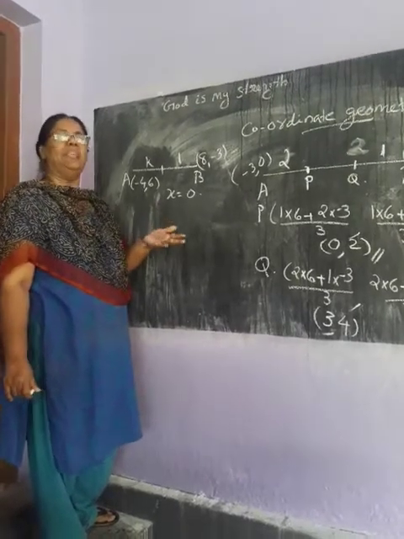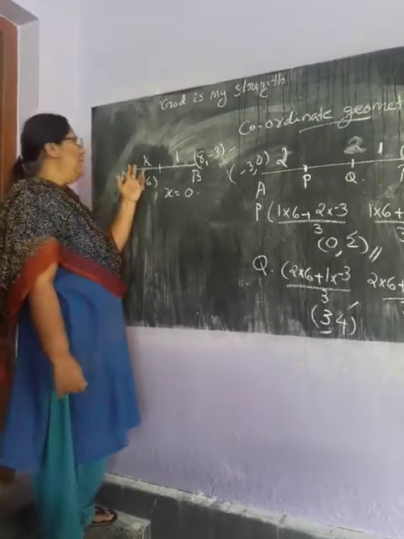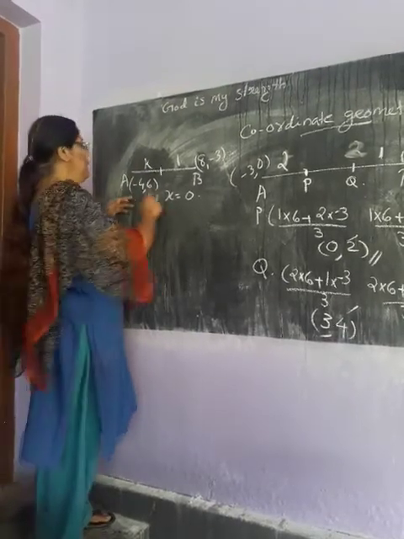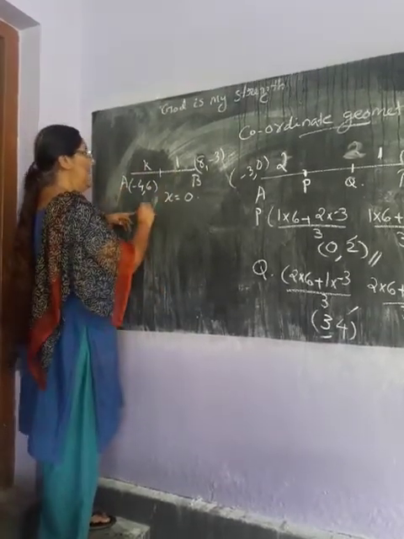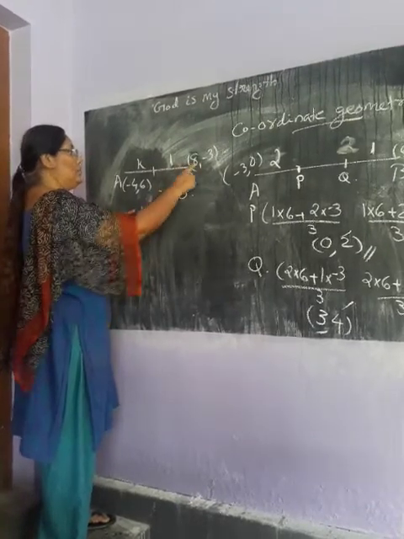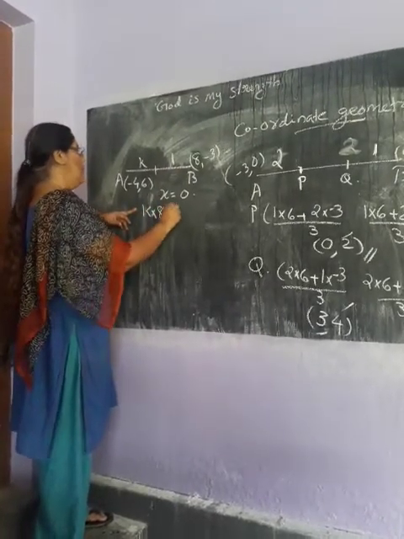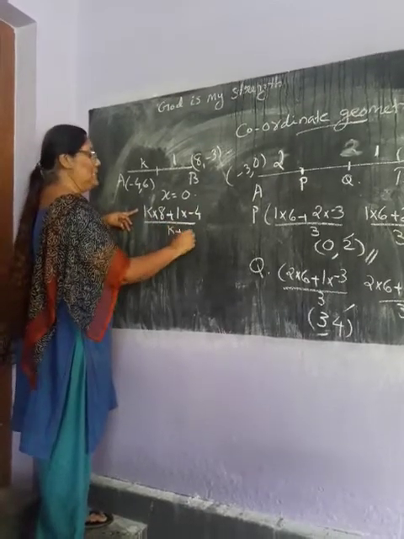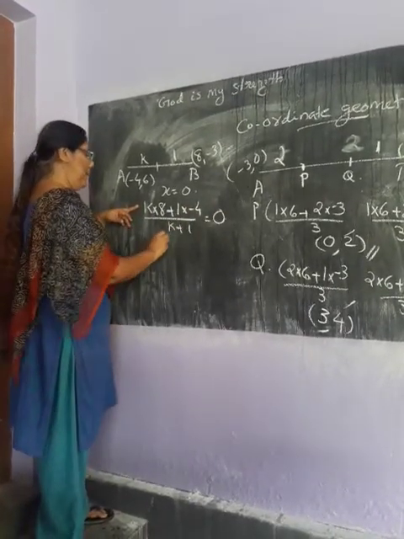In some textbooks it is m1 is to m2. Anyway, here the easy method is to take ratio k is to 1. Now what is k? K into x2, x2 means 8, plus 1 into minus 4, by k plus 1 is equal to 0.